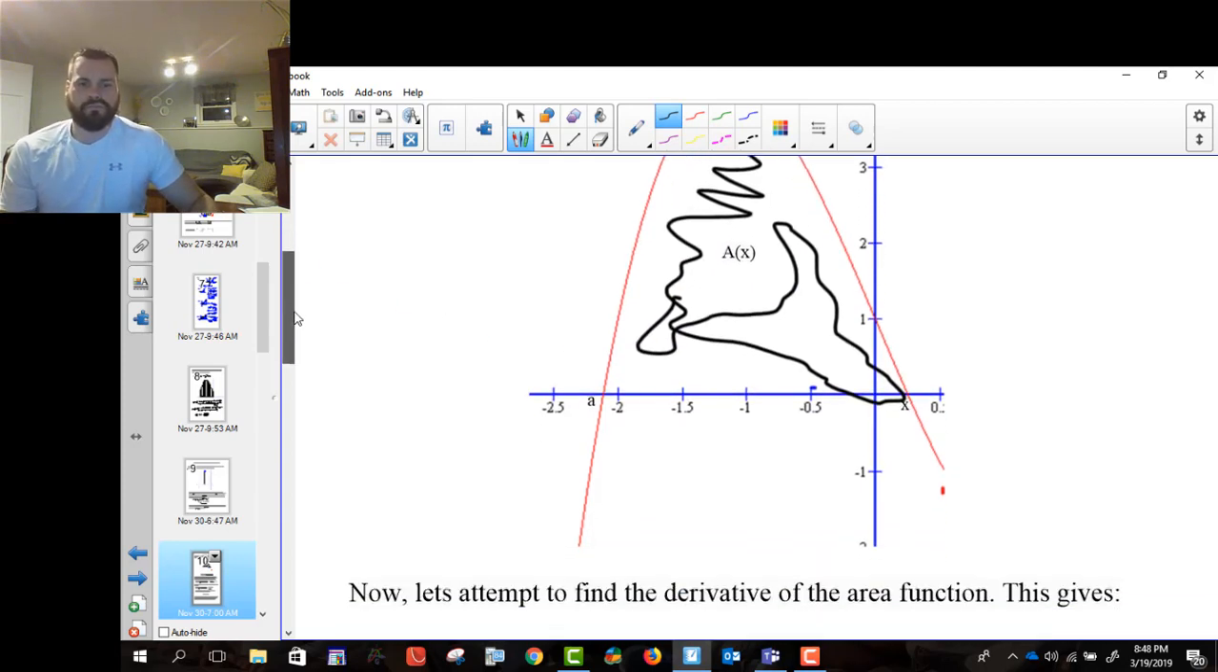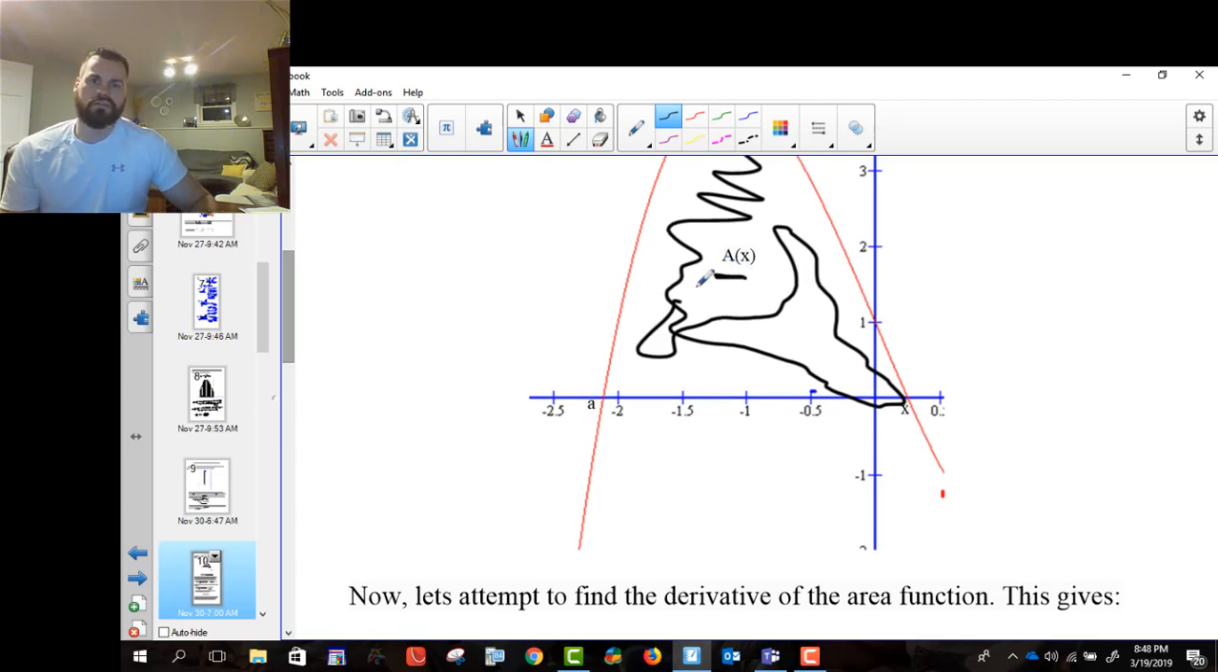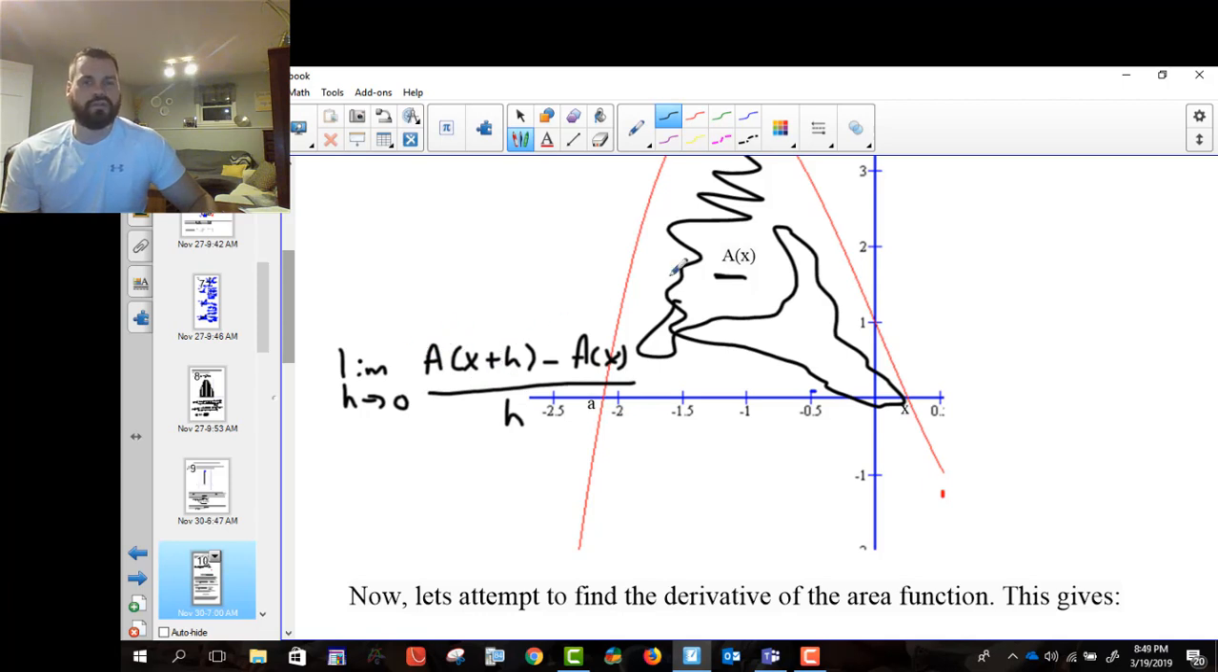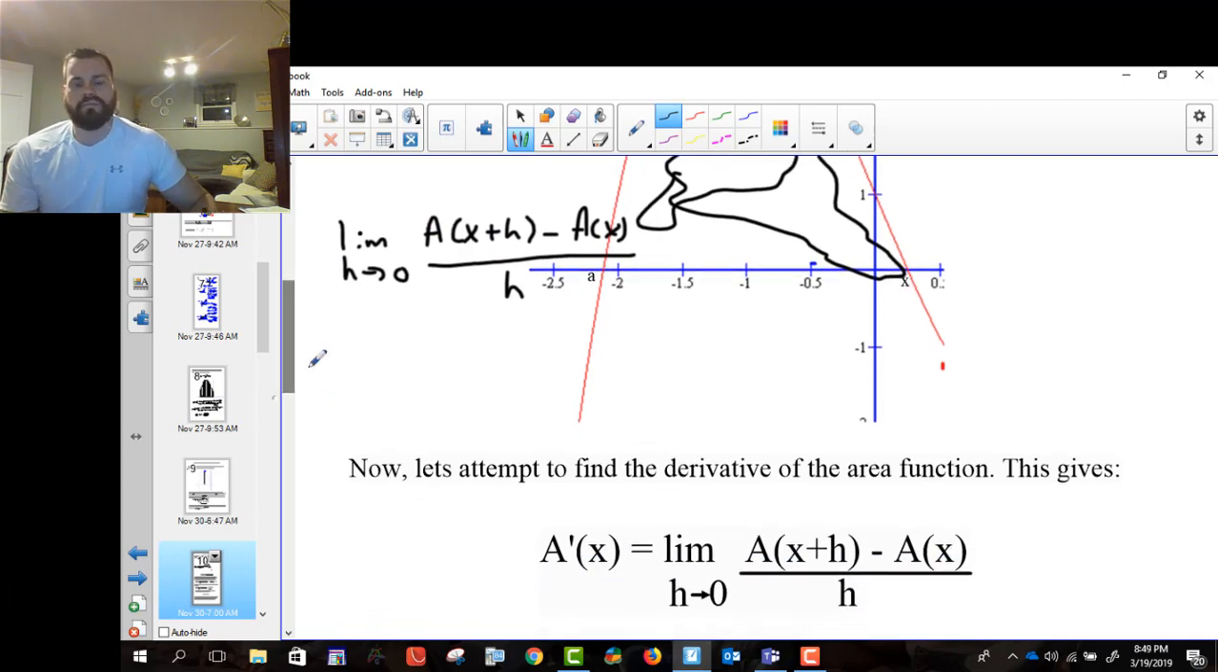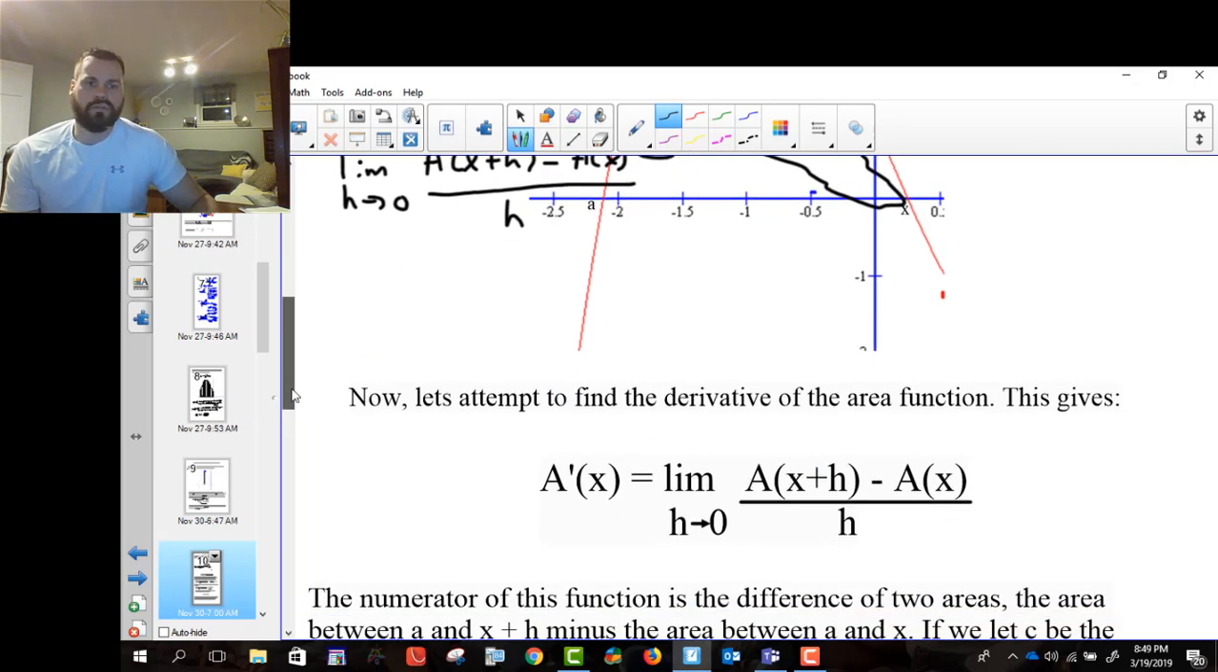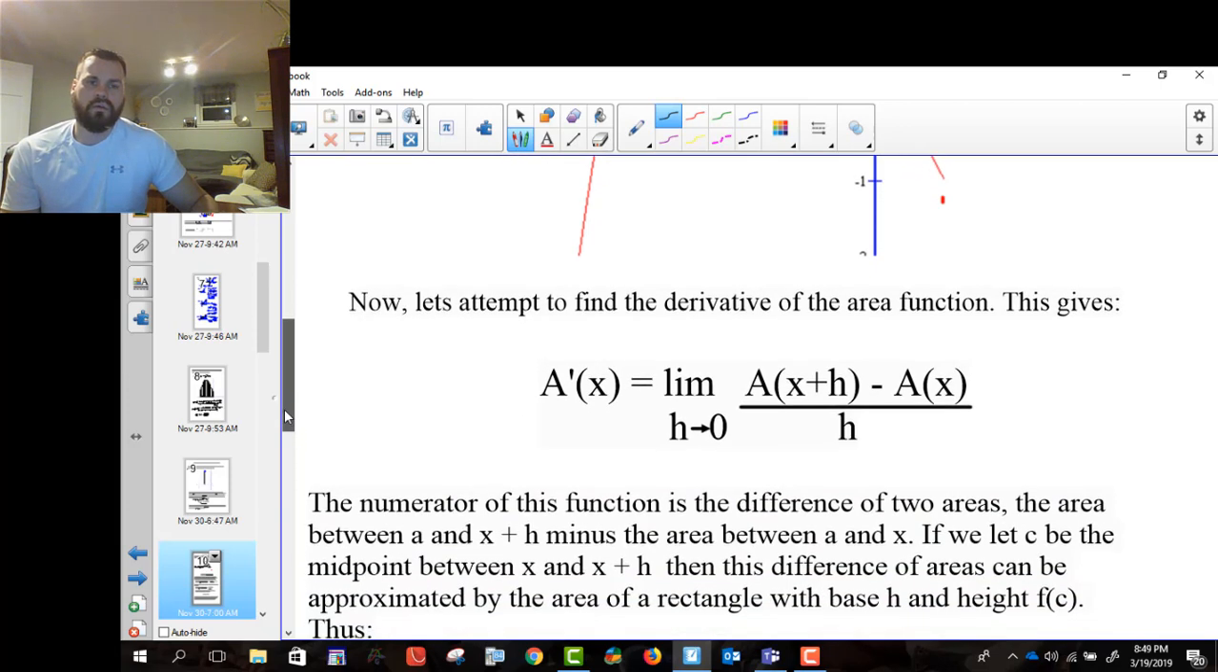Let's say I want to take the derivative of that area function. Now the limit definition of the derivative, you remember, hopefully, is this. Except we're used to it being f, but our function now is A. So we get this. We say that's the derivative. Hopefully you're with me so far. Then the numerator of this function, this part, is the difference of two areas. It's the area between a and x plus h, and the area between a and x.